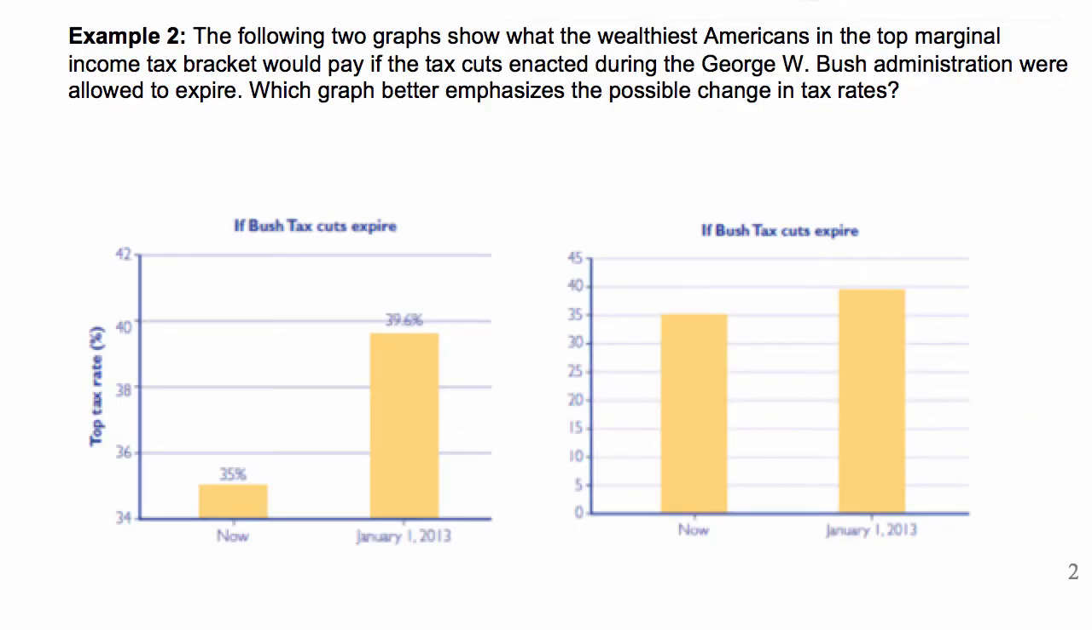Example 2. The following two graphs show what the wealthiest Americans in the top marginal income tax brackets would pay if the tax cuts enacted during the George W. Bush administration were allowed to expire. Which graph better emphasizes the possible change in tax rates?